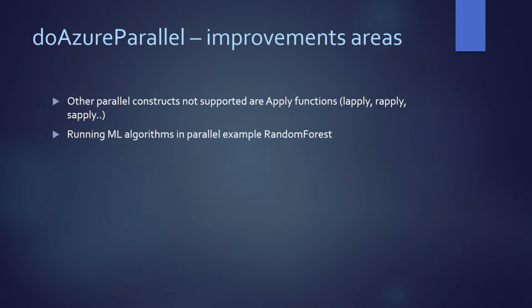maybe about 10 or 20. Some parts of the code within random forest are iterative in nature, and some of it can be rewritten with parallel constructs. So I would want to get the ML algorithms running in parallel, and we'll look at an example of how to do that. So these are the broad areas of improvement which I see in doAzureParallel.